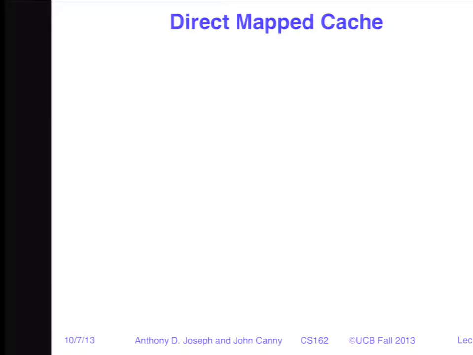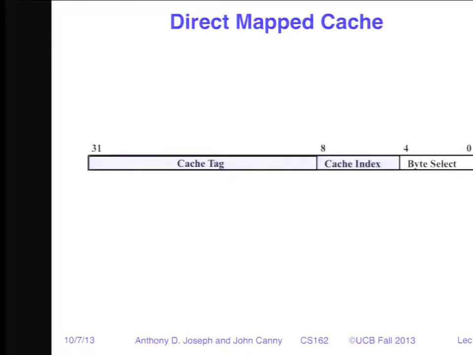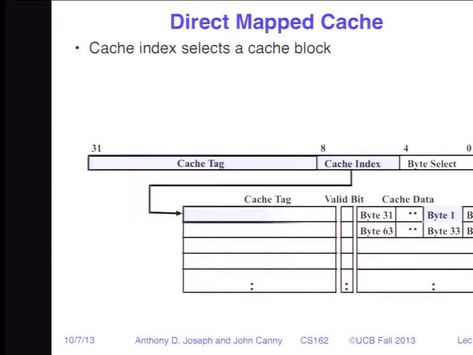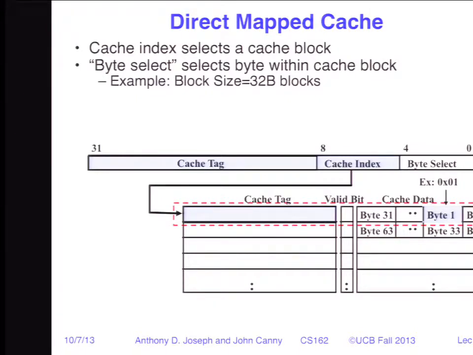Okay, so let's dive down now and look at the actual details of what it looks like inside a direct map cache. So the first thing is we take our address, a 32-bit physical address, and the lower 5 bits will be the byte select, then we have a cache index, and a cache tag. Very similar to the simple example, except now we're looking at how it's laid out. We use the cache index to figure out which line we store it in. So this selects a cache block. Then we use the byte select to tell us which of the 32 bytes is the byte we want. 5 bits, 2 to the 5 is 32.